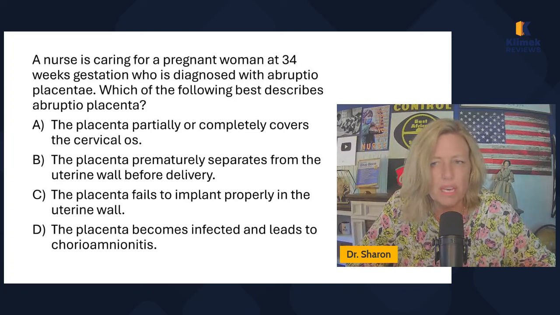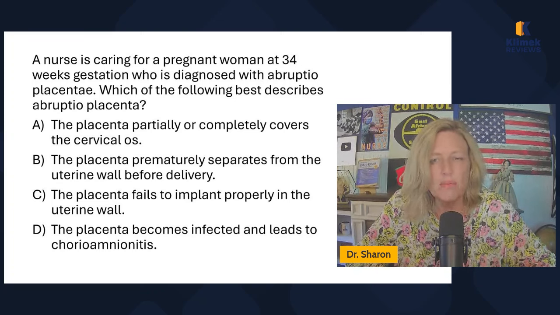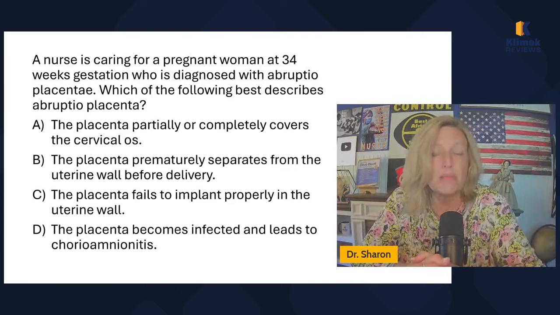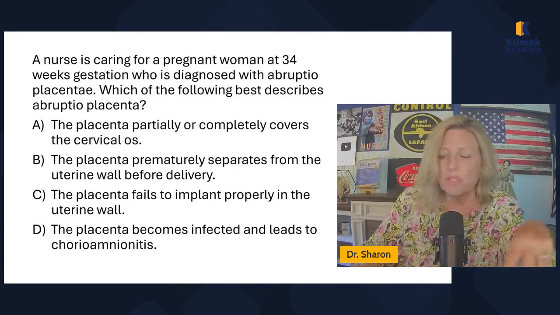She's not full term yet. 37 weeks is full term. All right. A: The placenta partially or completely covers the cervical os. B: The placenta prematurely separates from the uterine wall before delivery. C: The placenta fails to implant properly in the uterine wall. D: The placenta becomes infected and leads to chorioamnionitis. Well, I know C and D are not it. So it's either A or B because one of those is placenta previa and one of them is abruptio placenta.